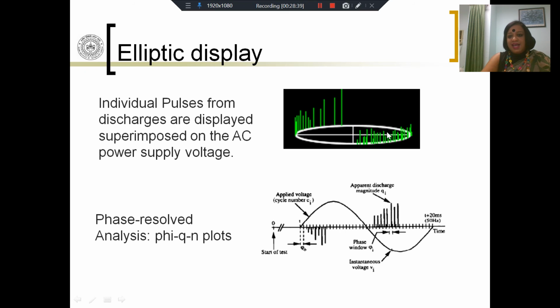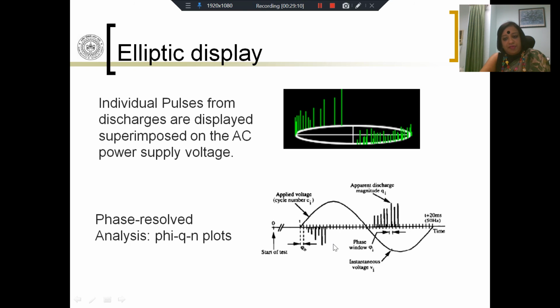As you can see, in this part of the cycle you see almost nothing, whereas most of the pulses are occurring in this part of the sine wave. Let's say this is the rising slope. So most of the pulses are here. The phase is given by phi. Q is the magnitude. Magnitude corresponds to the apparent PD quantity, the apparent charge, so it is given in picocoulombs, and N is the number of pulses.